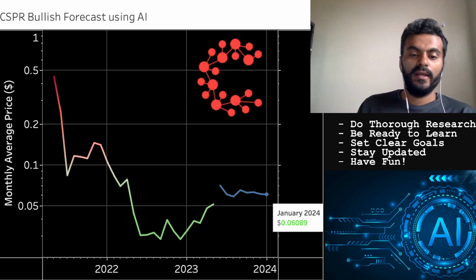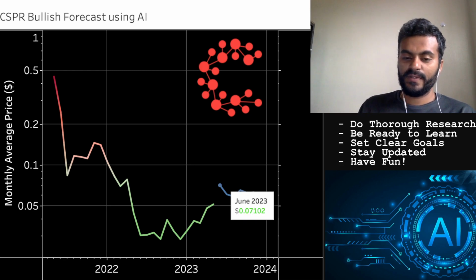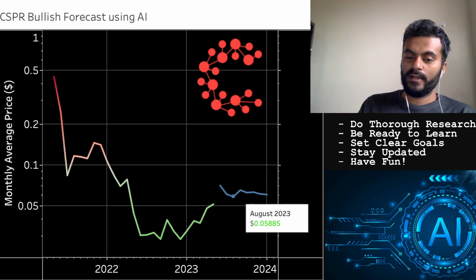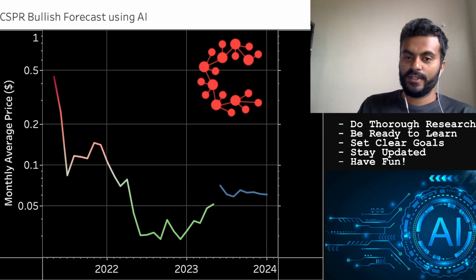So the trajectory, if you notice, is kind of different from the base model, although it has a similarity in that the highs for this token are forecasted in June, then a decline till August, then a rally in September, and a slow bleed till January. So this is the trajectory in the bullish case scenario.